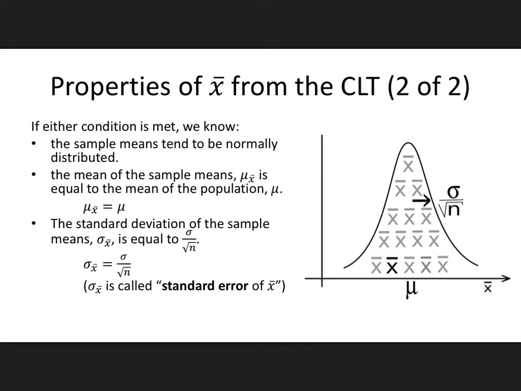So if either condition is met, we know that the sample means tend to be normally distributed. The mean of the sample means is equal to the mean of the population. So mu sub x bar is equal to mu. The standard deviation of sample means, so sigma sub x bar, is equal to sigma divided by the square root of n, also called the standard error.